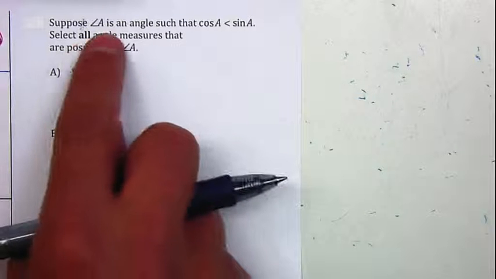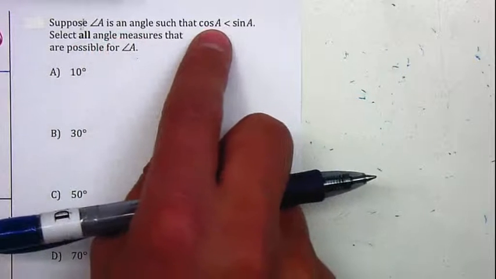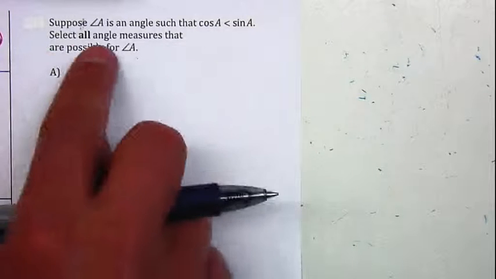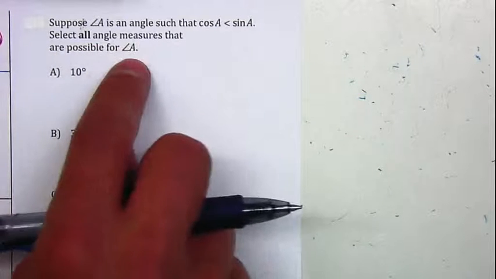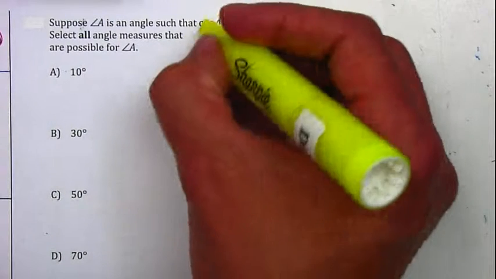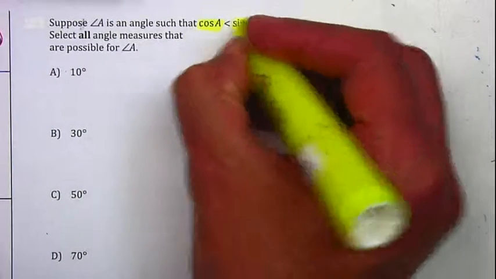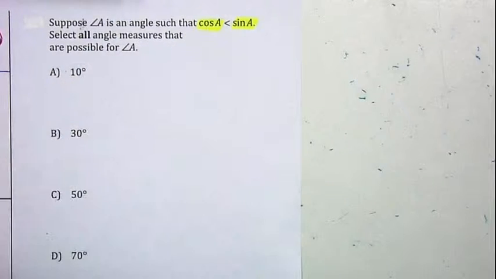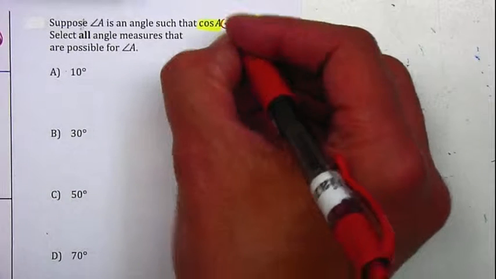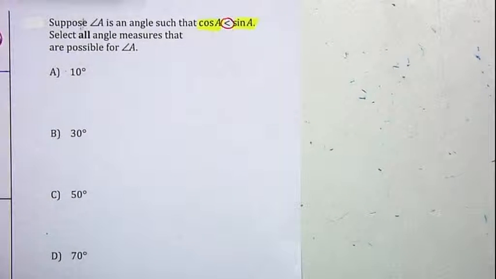Suppose angle A is an angle such that the cosine of A is less than the sine of A. Select all the angle measures that are possible for angle A. So you are comparing the cosine value with the sine value of the same angle, and you try to decide for which of them the cosine value is less than the sine value.